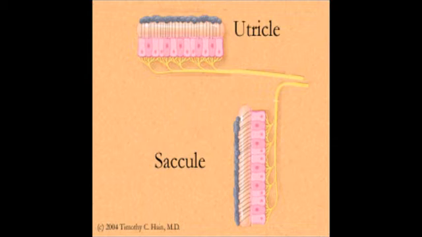The saccule detects vertical acceleration or up and down movements. When the body accelerates downward, such as in an elevator, the hair cells rise up. If the hair cells deflect downward, a signal is sent telling the brain that the body is accelerating upward.